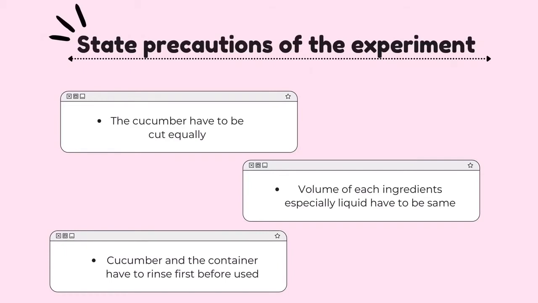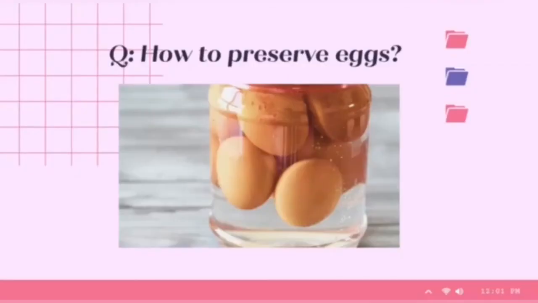The first one, the cucumber has to be cut equally. Secondly, the volume of each ingredient, especially liquid, has to be the same. Last, the cucumber and the container have to be rinsed first before use. The next question is how to preserve eggs.